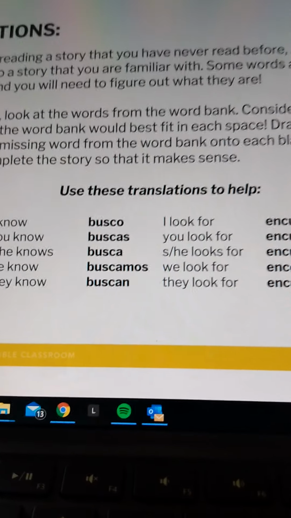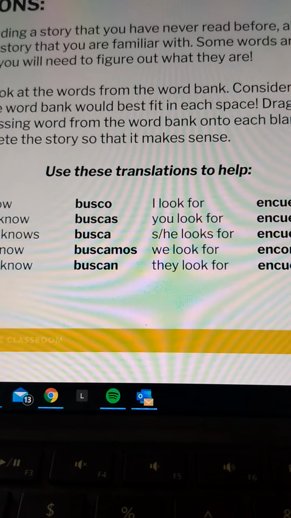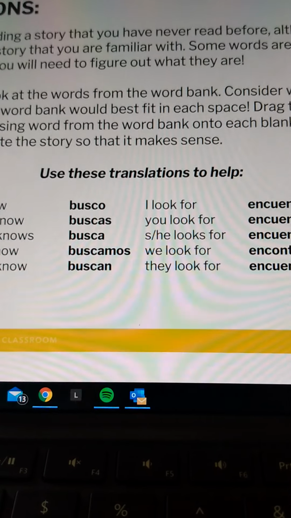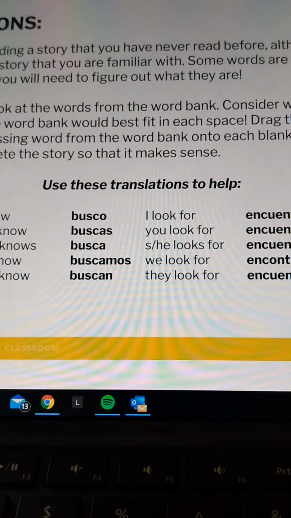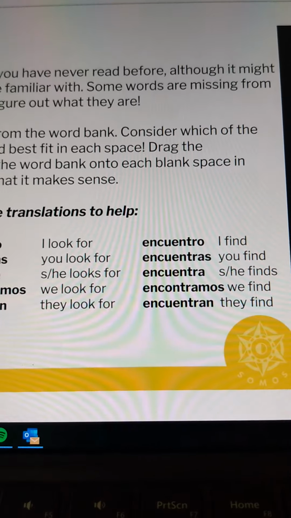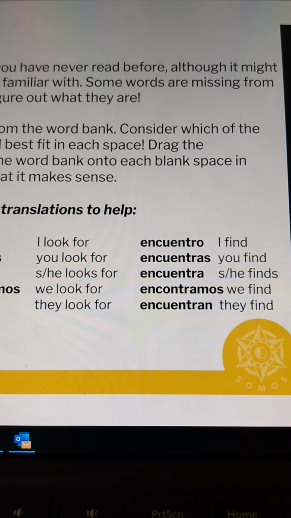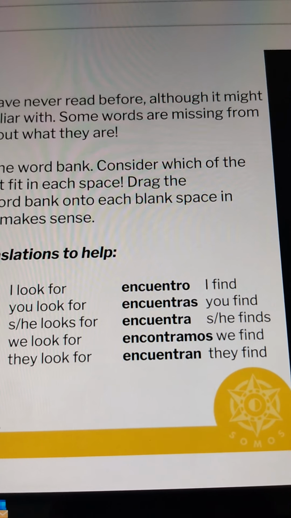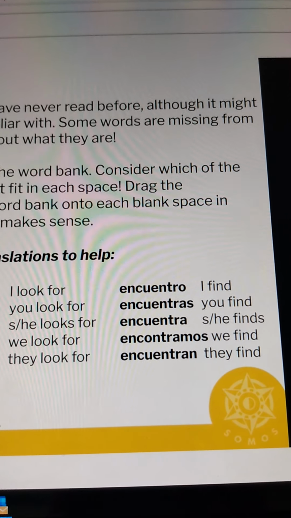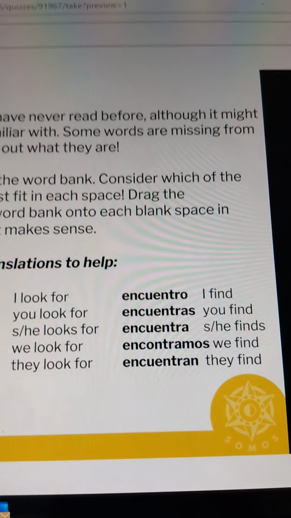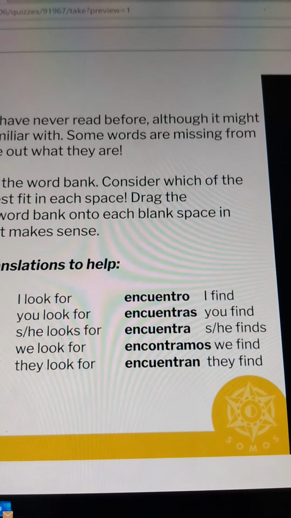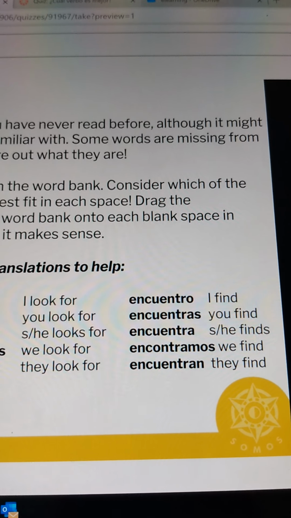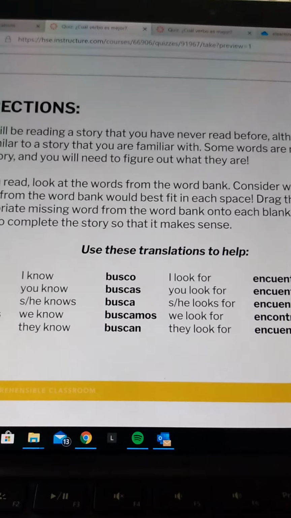And then buscar. Buscar is an AR verb, so it has a lot of A's on the endings except for the yo form. Busco, buscas, busca, buscamos, buscan. And then encontrar, to find or to encounter. Encuentro, encuentras, encuentra, encontramos, and encuentran. And you'll notice that the nosotros form, the we form, does not have that spelling change. All the other forms have a UE, but not nosotros. There's one other form that does as well, but we'll get to that on another occasion.